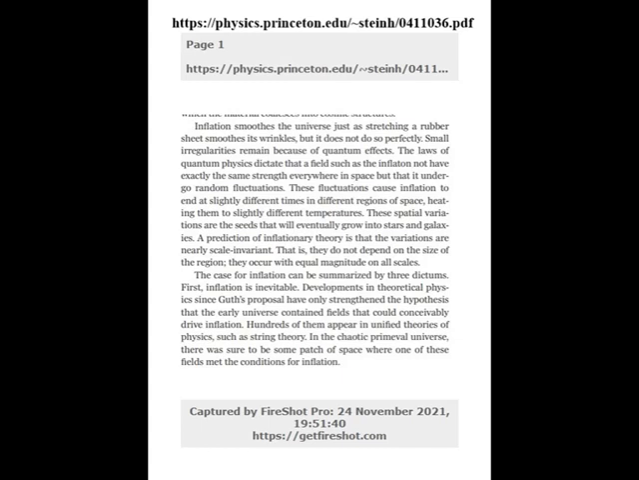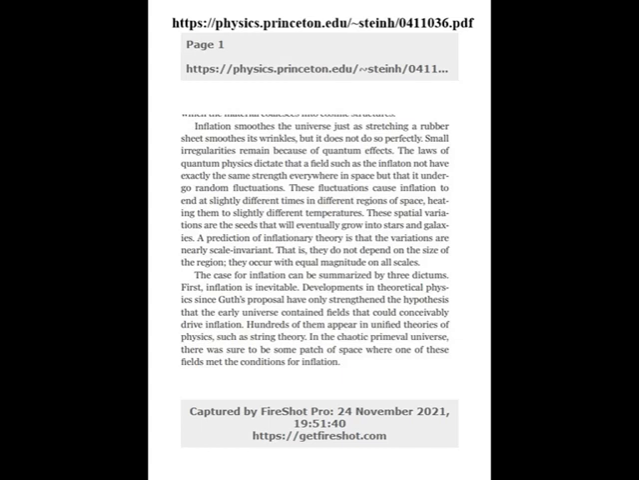Inflation smooths the universe just as stretching a rubber sheet smooths its wrinkles, but it does not do so perfectly. Small irregularities remain because of quantum effects. The laws of quantum physics dictate that a field such as the inflaton not have exactly the same strength everywhere in space but that it undergo random fluctuations. These fluctuations cause inflation to end at slightly different times in different regions of space, heating them to slightly different temperatures. These spatial variations are the seeds that will eventually grow into stars and galaxies.